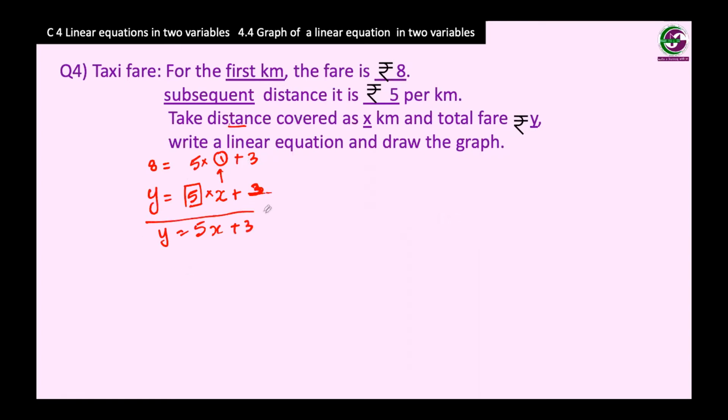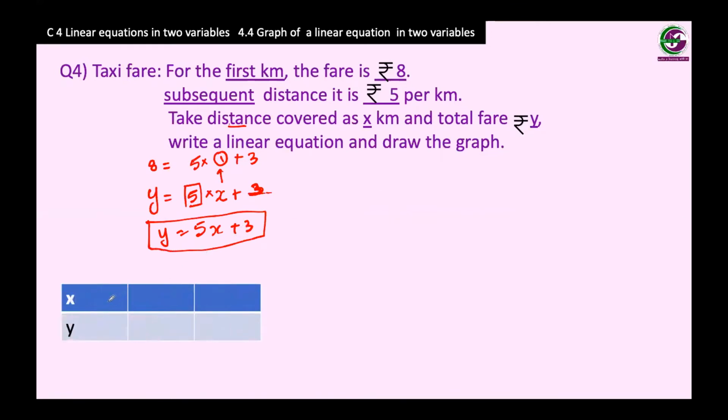Now we have to graph. So first question was to write the equation. For graph, let's complete the table. For table, if x is equal to 0, what will be the value of y? 0 plus 3. So y is equal to 3. Now, if you replace the value of y as a 0, you will get 0 is equal to 5x plus 3. So it will be 3 divided by 5. It's a fraction.